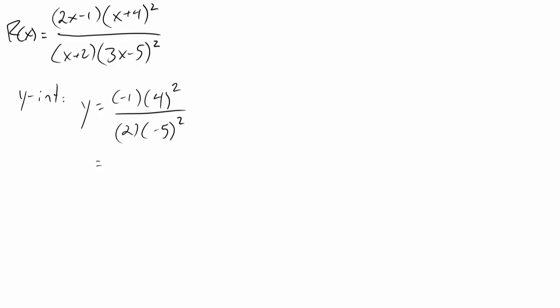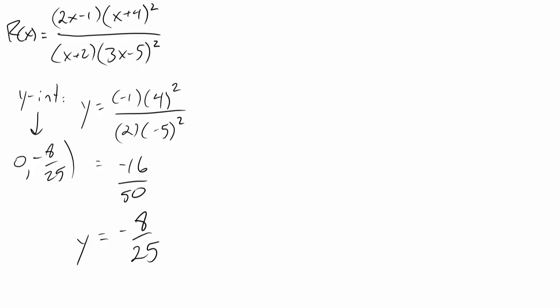So 4 squared is 16 times a negative 1, gives us a negative 16 in the numerator. And 5 squared is 25 times 2 is 50 in the denominator, but these will actually simplify down because they both have a 2 in common, so that'll give us negative 8/25 for our y-intercept, which we're going to go ahead and sneak in here as the point 0 and negative 8/25.